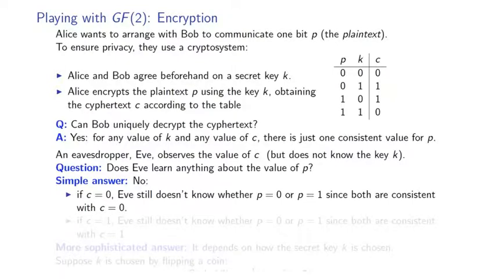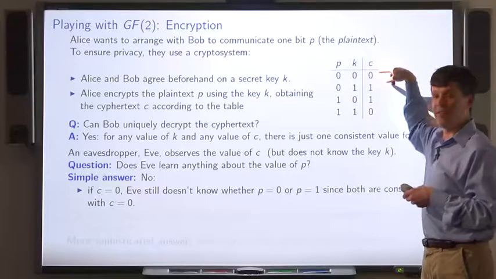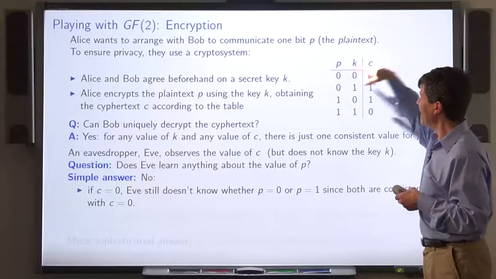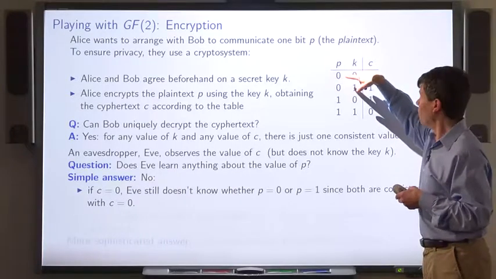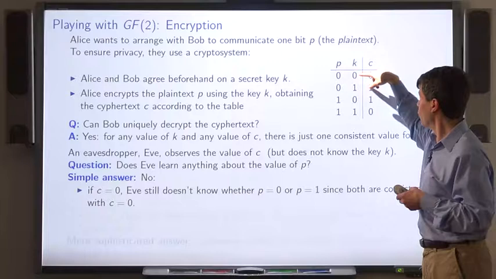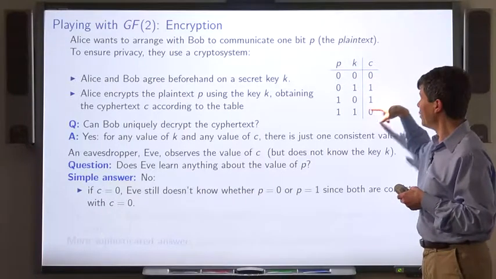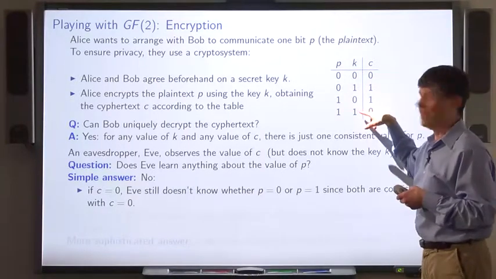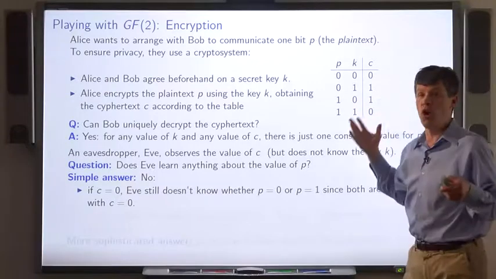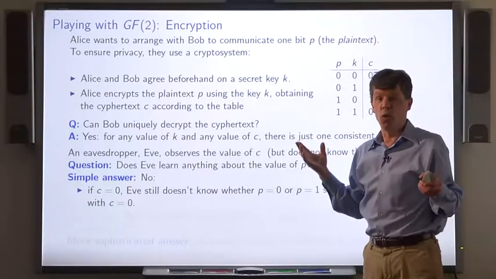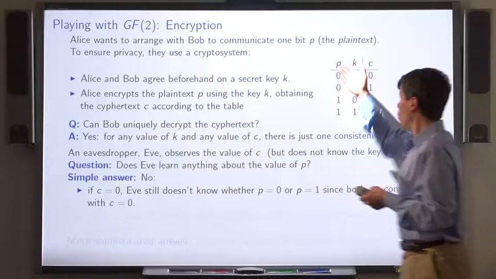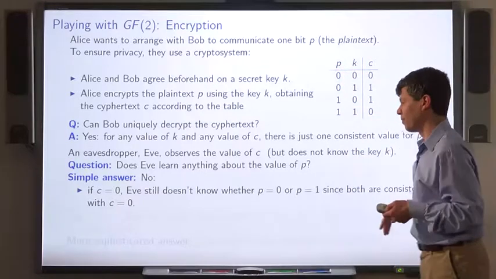Suppose that the ciphertext is 0. Remember, Eve doesn't know the key. She can look at this table and say, oh, the ciphertext is 0, so maybe the plain text is 0. That's the case if the key is 0. Or maybe the plain text is 1 if the key is 1. Since she doesn't know whether the key is 0 or 1, she can't figure out whether the plain text is 0 or 1.